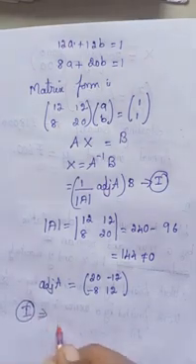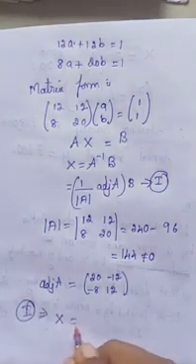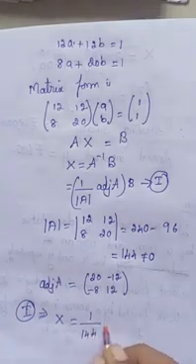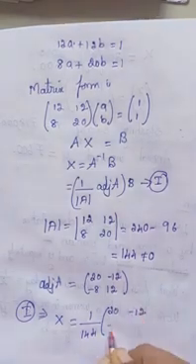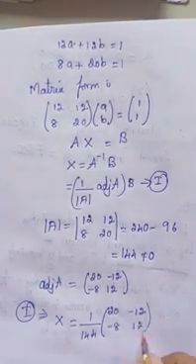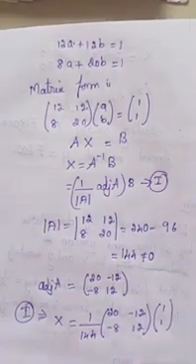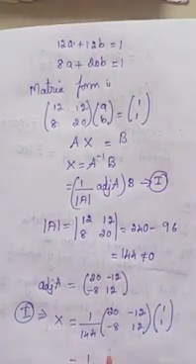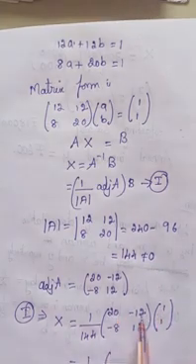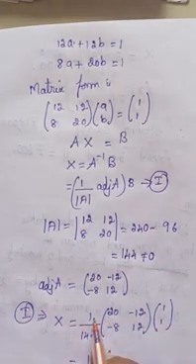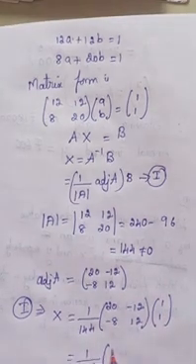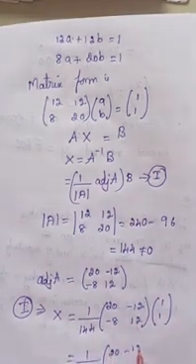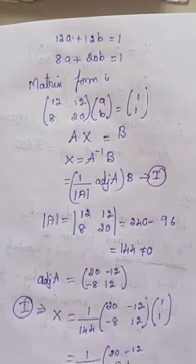That implies X is equal to 1 by determinant A, 1 by 144 into adjoint A, 20, minus 12, minus 8, 12 into B, that is 1, 1. So 1 by 144 into, shall we multiply? See, here also we have the common number. If you want, you can take it out and do it. But since we have here 1, 1, it is easy for us to multiply. So we will multiply as it is. 20 into 1, 20, minus 12. And this is minus 8 plus 12.